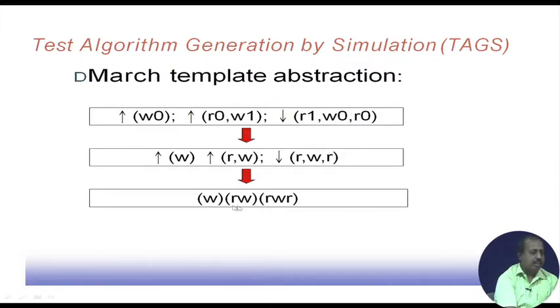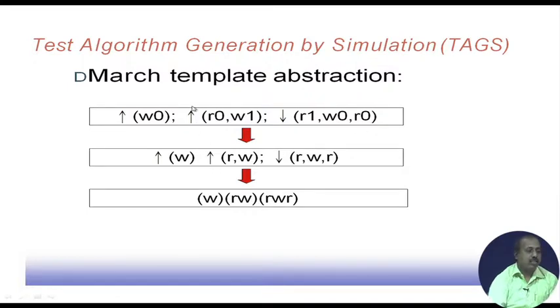Similarly, this read and write operation, so this write may be a write 0 or it may be a write 1. Whatever be the write value here, this read value must be that one, and whatever be the read value here, this write value should be the complement of that. So that way I can generate some 0 1 combination. In this particular case it is starting with W0, I could have started with W1 also. So this particular abstracted template can represent many of the actual March templates.